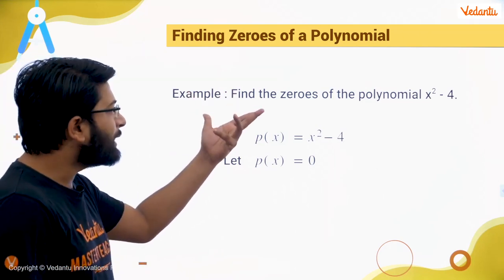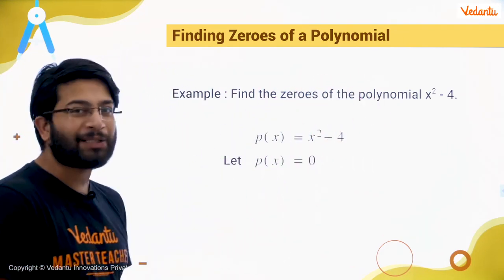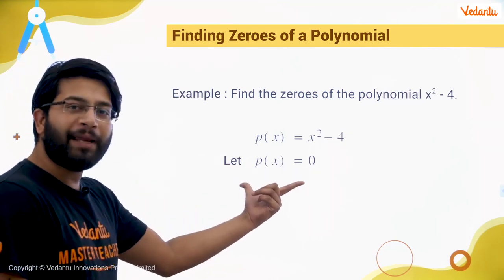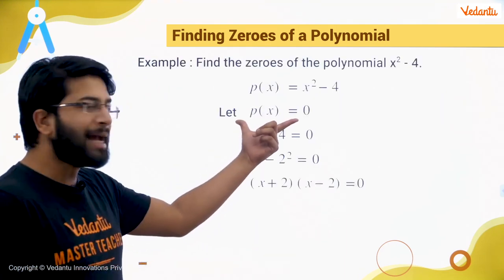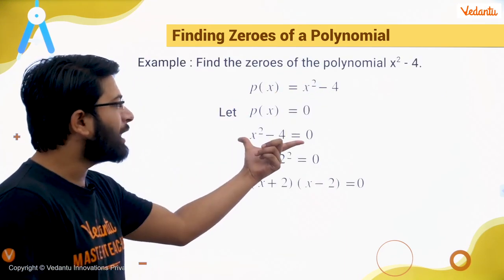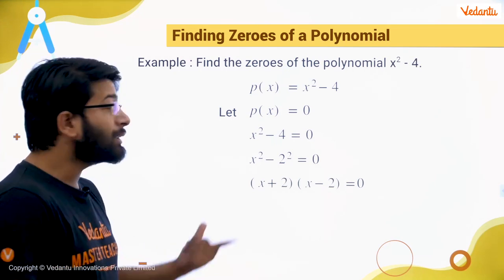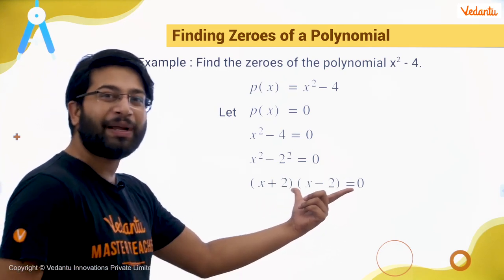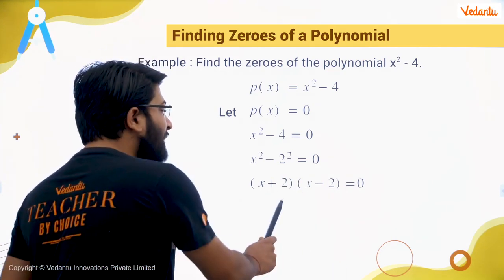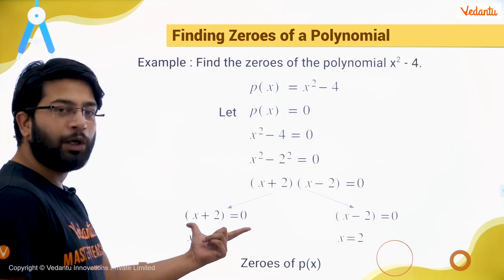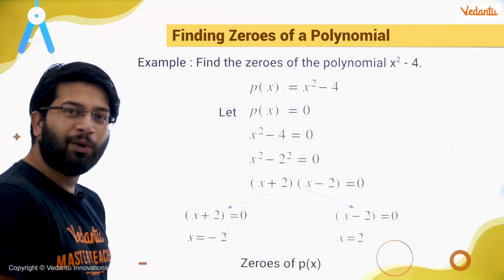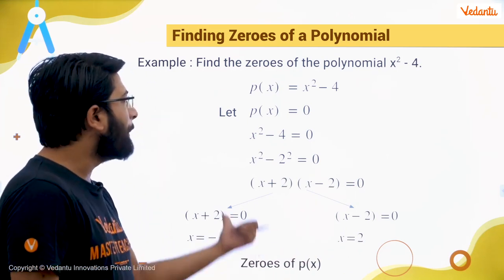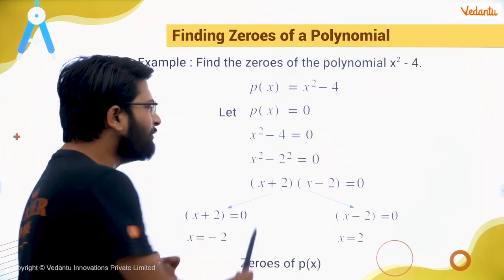In this one, they're asking to find the zeros of the polynomial x squared minus 4. What to do? First step, simply put the polynomial p(x) equal to 0, champ, right? p(x) is what? x squared minus 4 equal to 0. The second step was simply factorize it. I have factorized the polynomial as (x plus 2) into (x minus 2) equal to 0. Very easy. After that, simply put every factor equal to 0. Find the value of x, and these values of x are known as the zeros of the polynomial. Very easy. Let's see one more example.